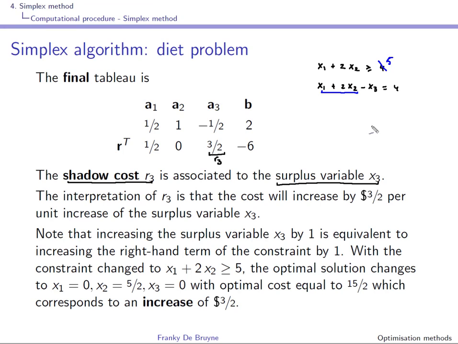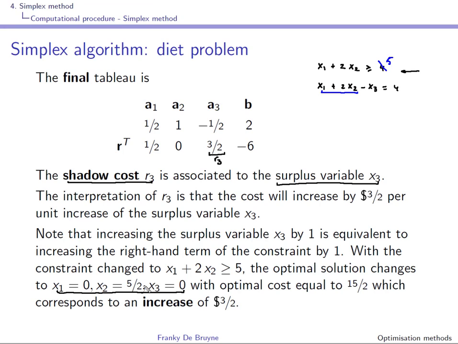And if you look at the optimal solution with this inequality constraint where 4 is replaced by 5, you will see that the optimal solution will change from x1 is equal to 0, x2 is equal to 2, you can read it from this tableau, and x3 is equal to 0, to this optimal solution. So 2 is replaced by 5 over 2.